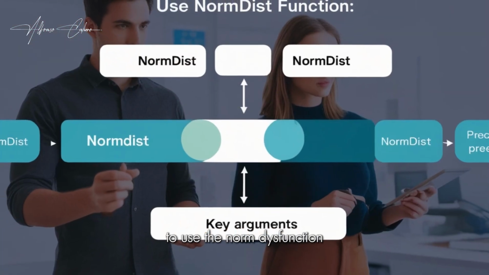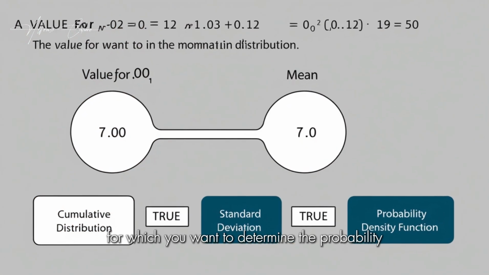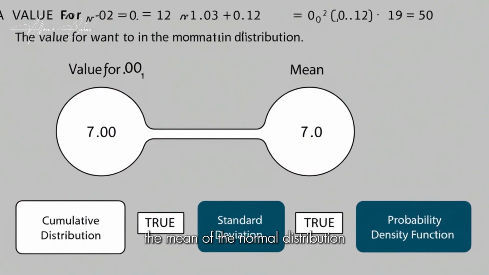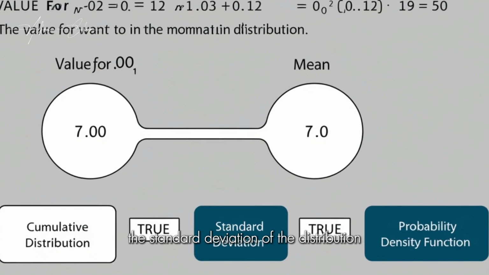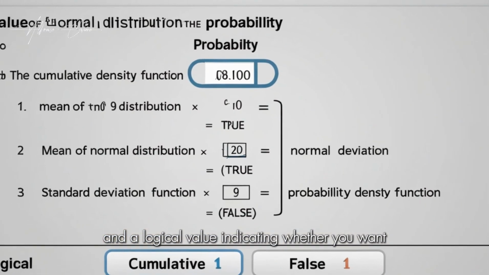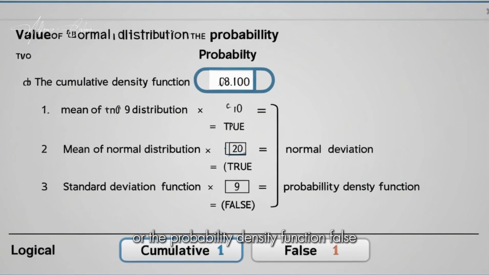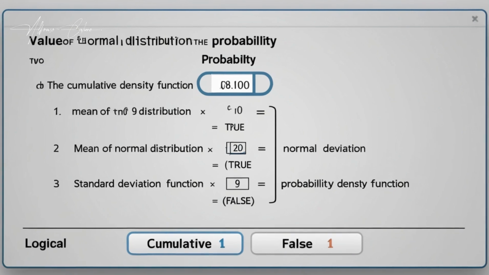To use the NORMDIST function, you provide four key arguments: the value for which you want to determine the probability, the mean of the normal distribution, the standard deviation of the distribution, and a logical value indicating whether you want the cumulative distribution function, TRUE, or the probability density function, FALSE.